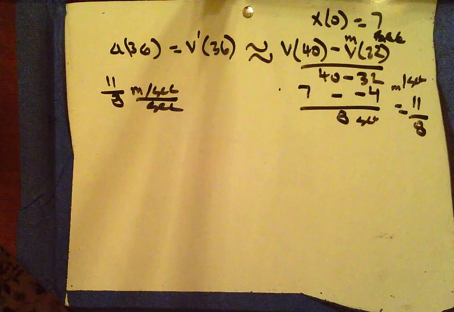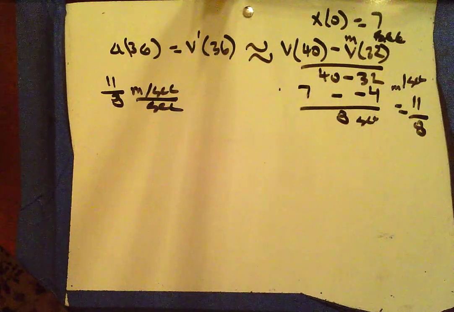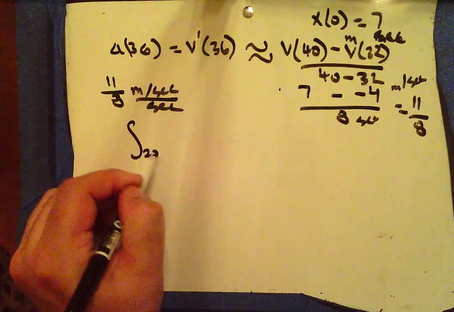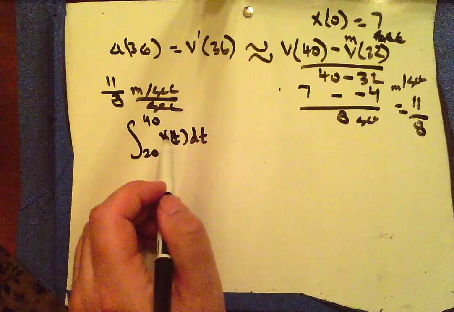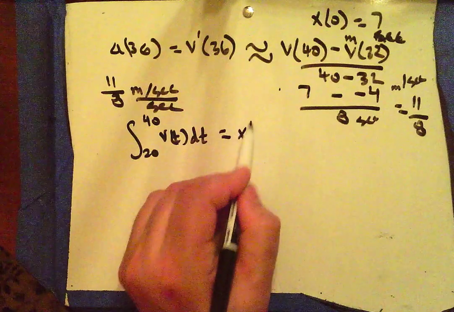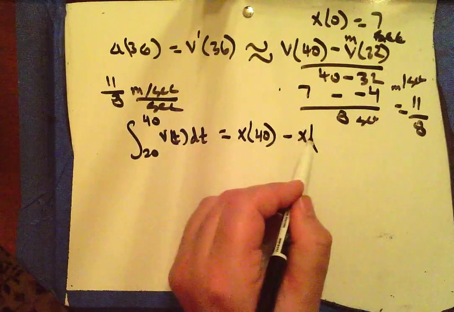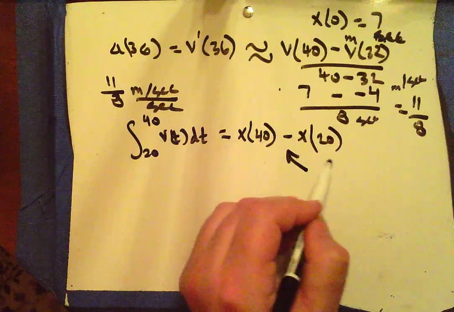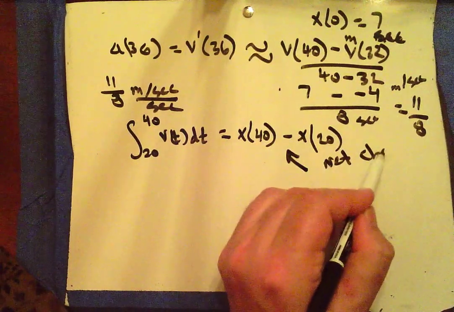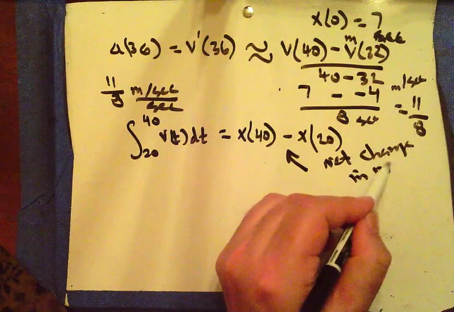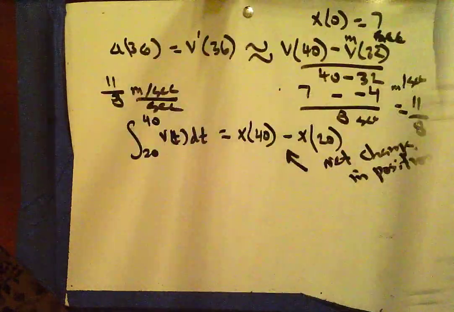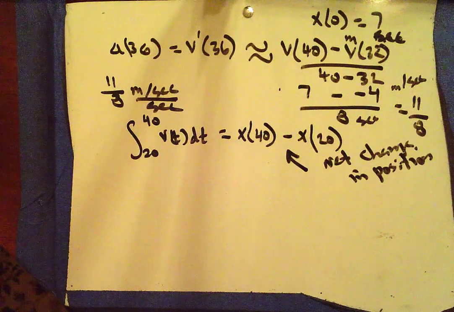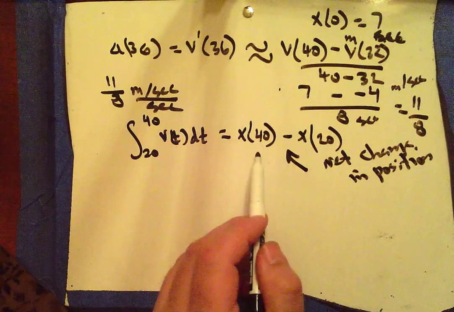Okay, B. B says, using correct units, explain the meaning of the integral from 20 to 40 of v(t) dt. If I integrate this, that would be x(40) minus x(20). And we know this is the net change in position. It's not the total distance traveled. Note, we've got some velocities that are negative here, so we know this object is traveling back and forth, and as a result we're just going to find a change in position here.